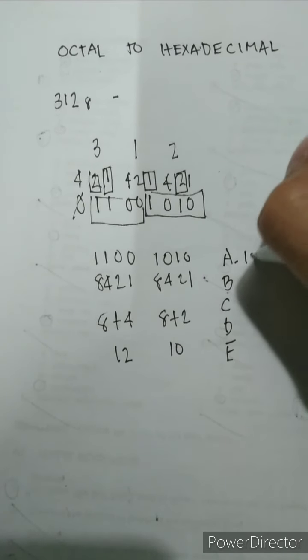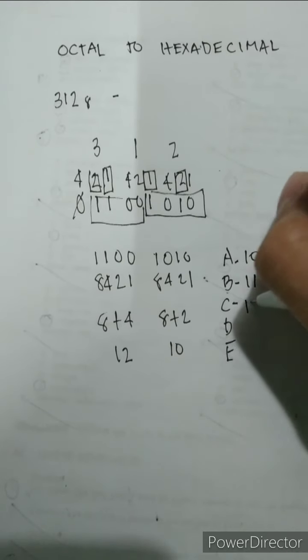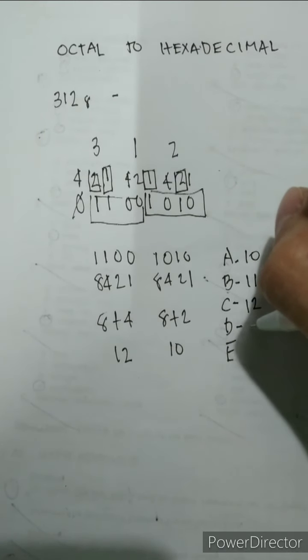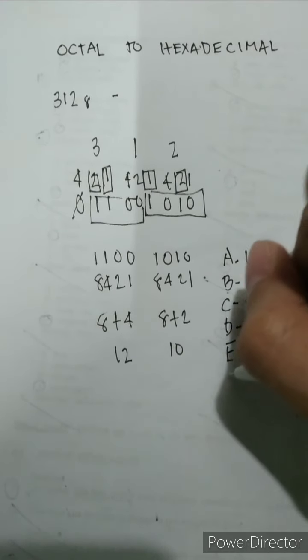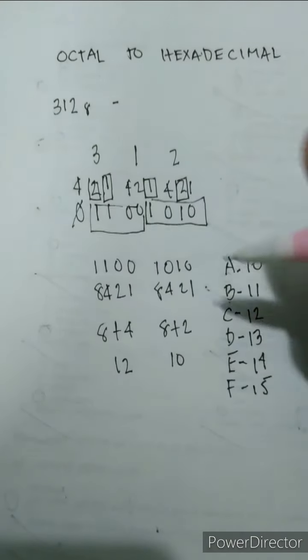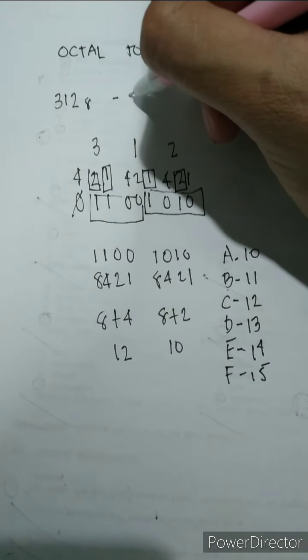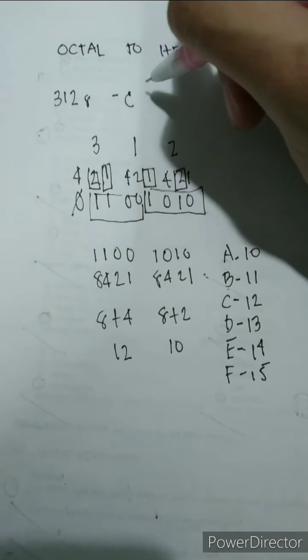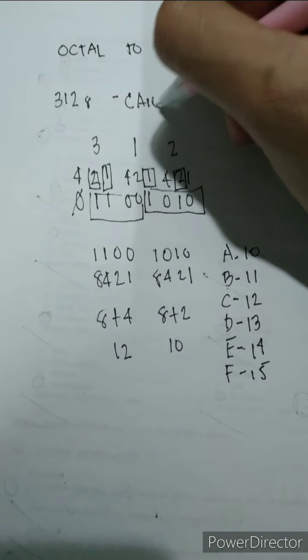10 corresponds to A, B corresponds to 11, C corresponds to 12, D corresponds to 13, E corresponds to 14, and last is F corresponds to 15. So our hexadecimal value will be C and A base of 16.